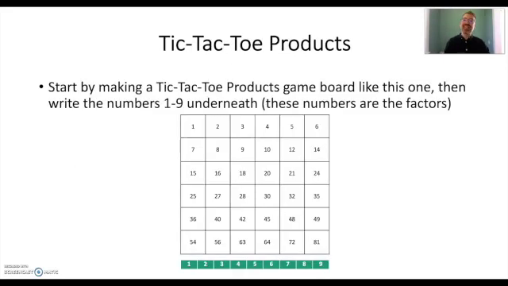Here we go. Tic-tac products. The first thing you're going to do is start by making a tic-tac-toe products game board like this one on the screen. Then you write the numbers 1 through 9 underneath, and those are the factors that we're going to use in our multiplication expressions as we play the game. Keep that in your mind. You'll learn more about it in just a second. Okay? Pause the screen and make this now. Pause.